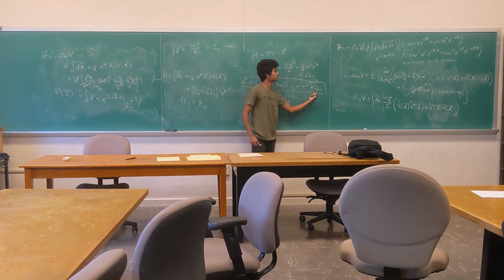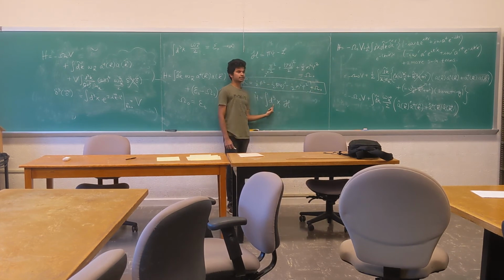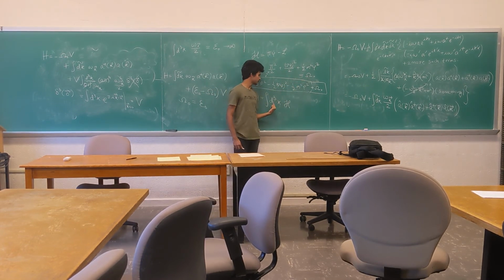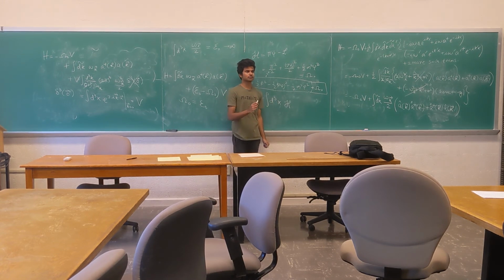V is not a volume. V is the potential? No, V comes because of this integral d3x of h, and h had a minus omega naught. If I take a volume integral, I get a volume factor. V is not a potential. Oh, you added omega naught, yeah, I remember you did that. Just for good luck.